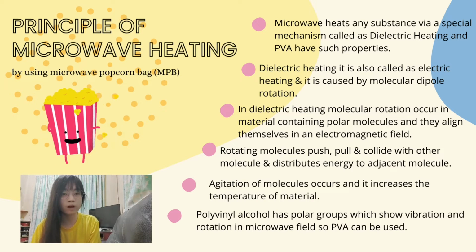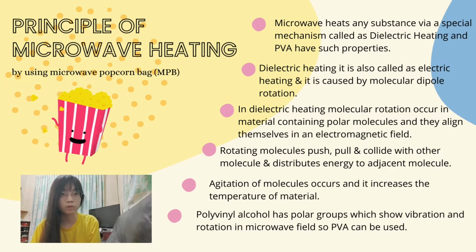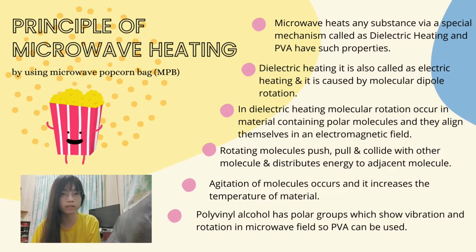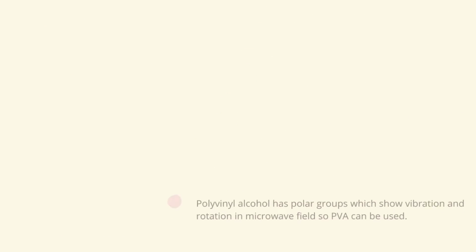Then, polyvinyl alcohol has polar groups, which show vibration and rotation in microwave fields, so that's why PVA can be used in microwave heating.